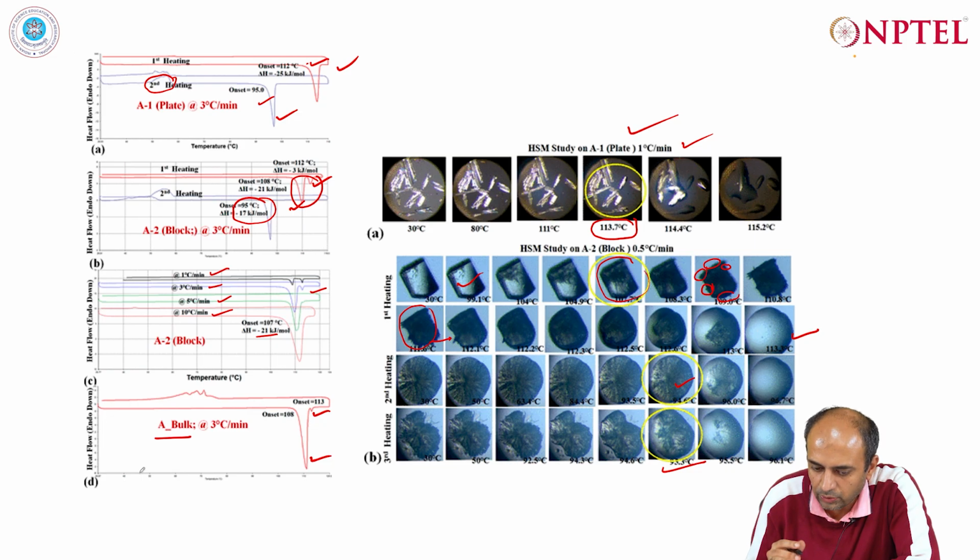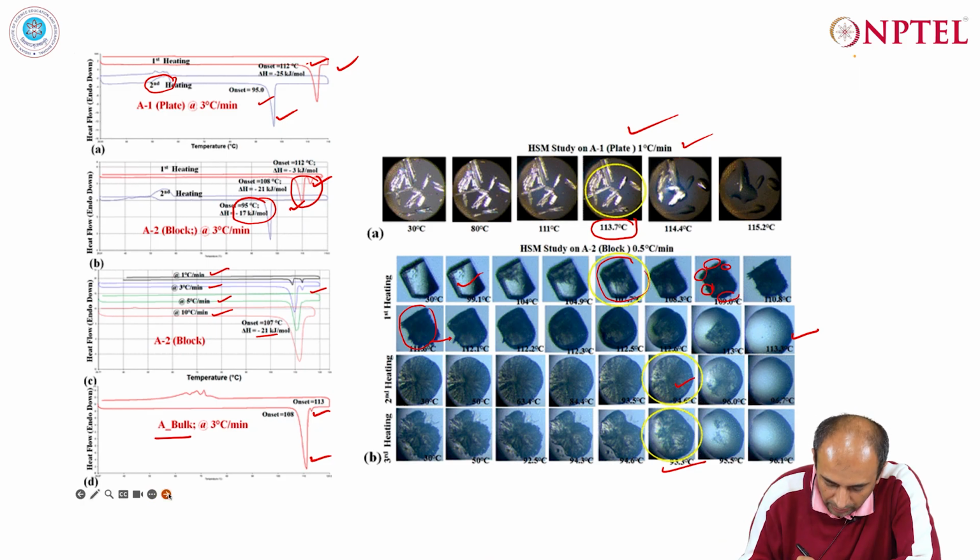So, this is to tell you that DSC, HSM and morphological experiments give us very invaluable information about the formation of polymorphs and their interconversion, their stability, and so on and so forth. So, with this in mind, let us now go on to the next topic of discussion.